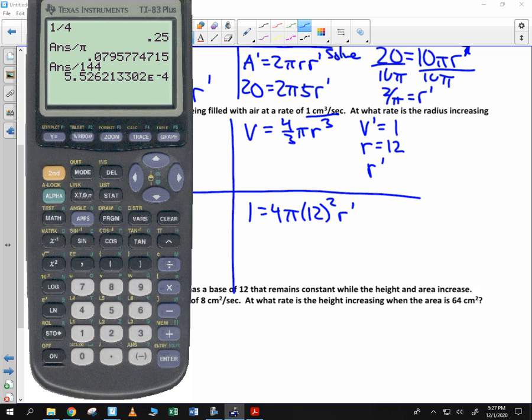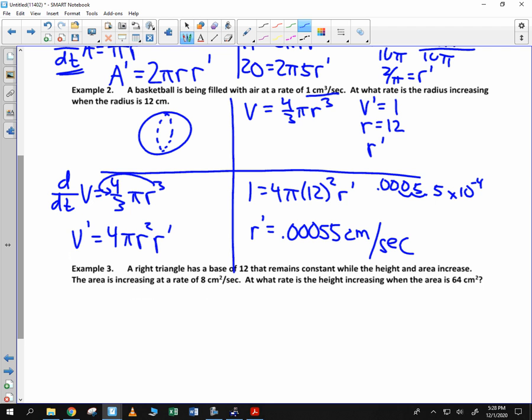And we get 5.5 times 10 to the negative 4th. So that's 1, 2, 3, 4. So r prime is equal to 0.00055, and it looks like centimeters per second. So as it's being filled at that rate, it looks like the radius is just barely changing at all.